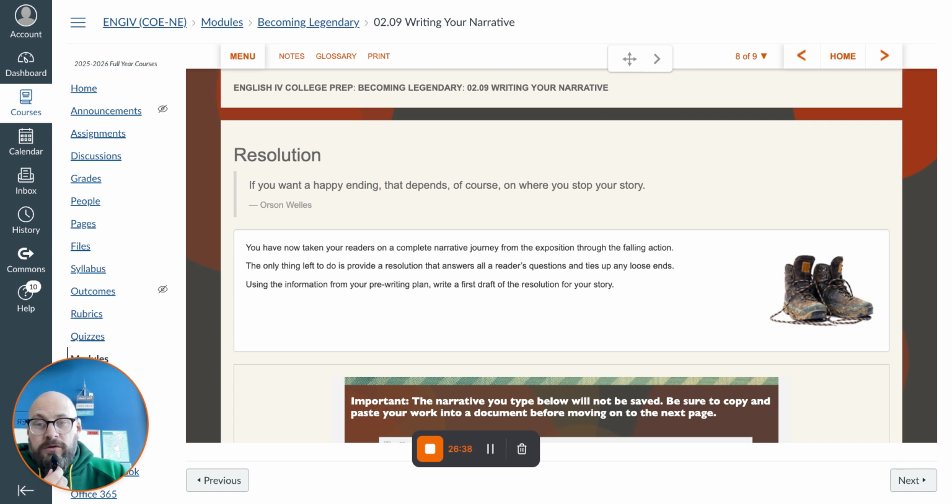YSC says, you have now taken your readers on a complete narrative journey from the exposition through the falling action. The only thing left to do is provide a resolution that answers all a reader's questions and ties up any loose ends. Using the information from your pre-writing plan, so your graphic organizer, write a first draft of the revolution.